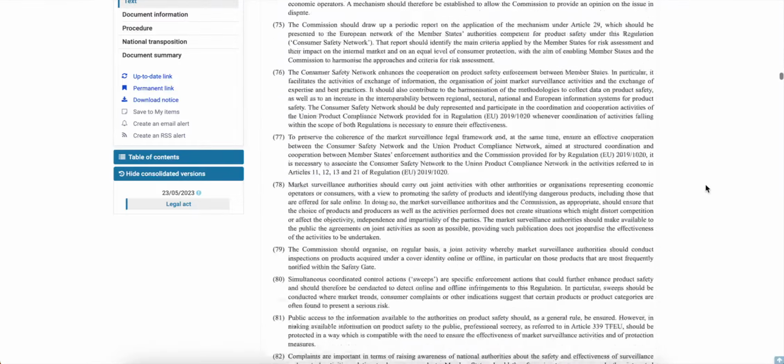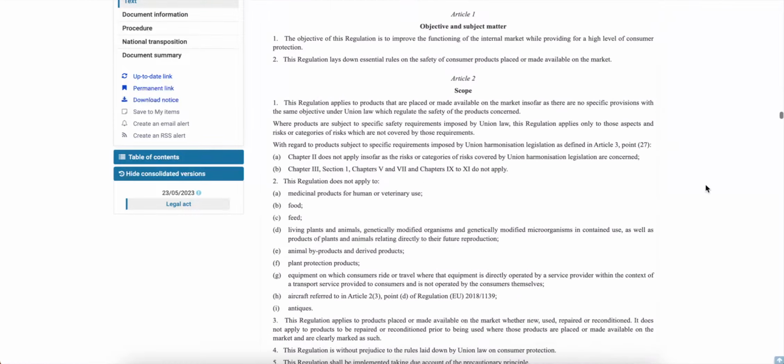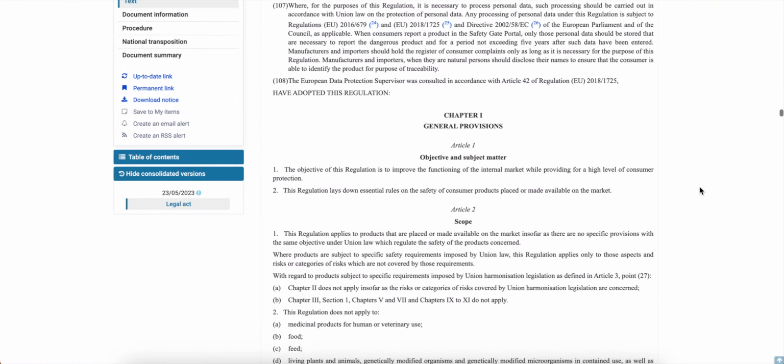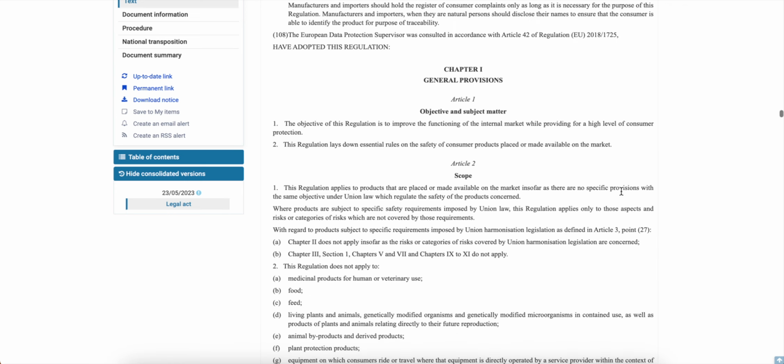Okay, so I'm going to skip this and go down to Article 1. And it is in Article 1 we can read the purpose of the regulation. Essentially, the GPSR sets essential safety requirements for consumer products sold in the EU. This is sort of a safety net regulation. It applies to products and aspects not covered by other product-specific regulations and directives in the EU. Sort of everything else. You can see it that way.